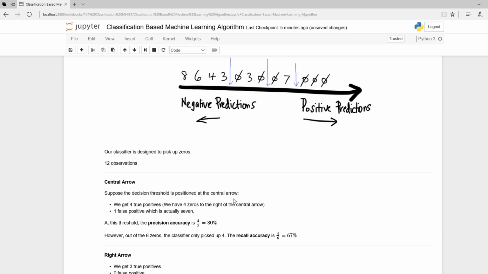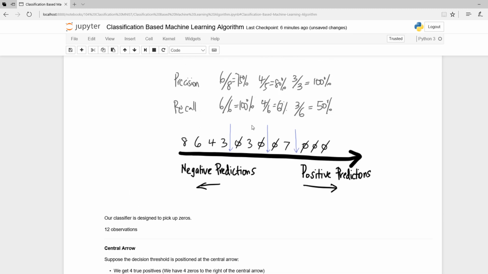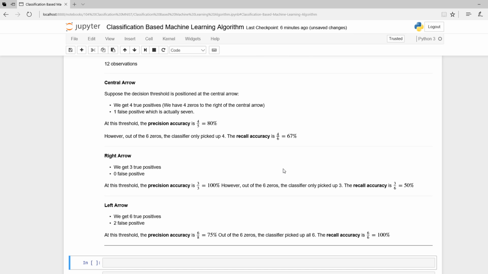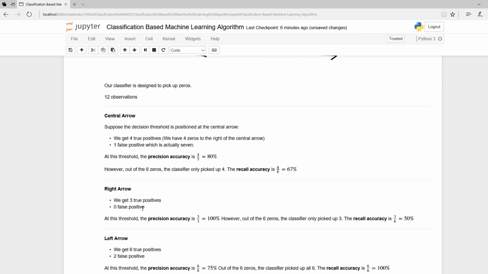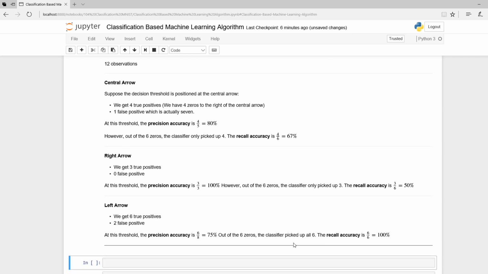So the recall accuracy is 4 out of 6, which is 67%, which is this one here. The right arrow, we get 3 true positives and no false positive. At this threshold, the precision accuracy is 3 out of 3, 100%. However, out of the 6 zeros, the classifier only picks up 3. The recall accuracy is only 50%.